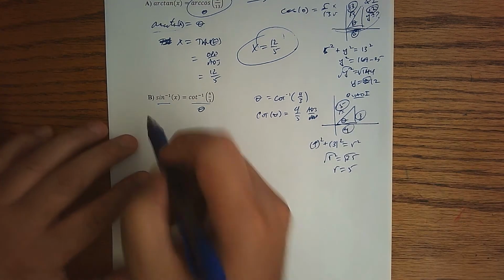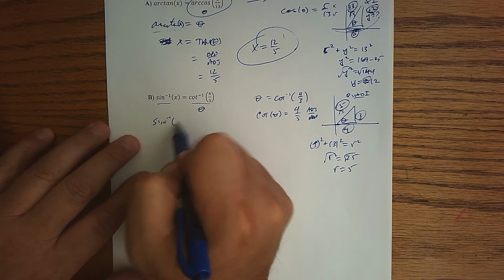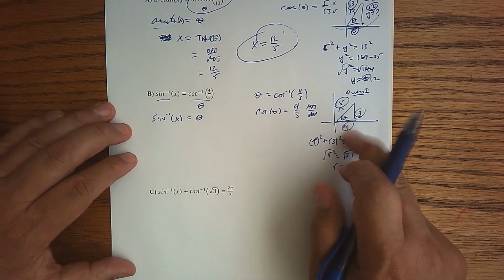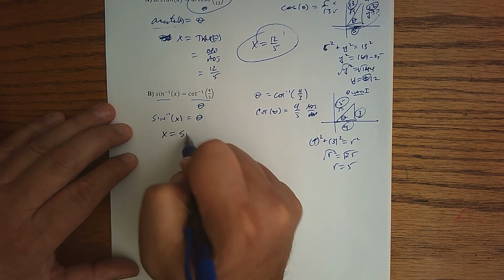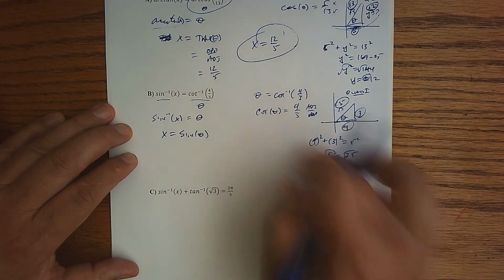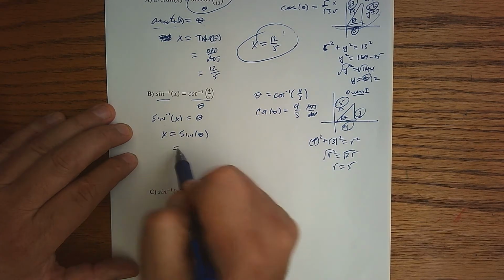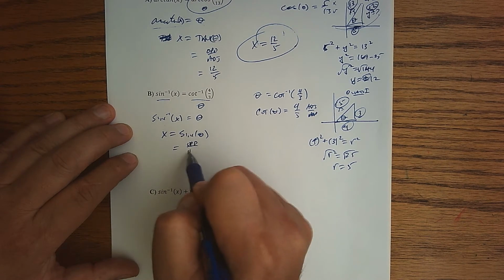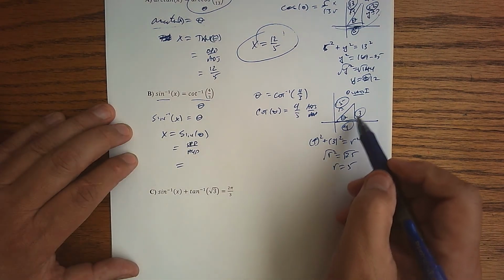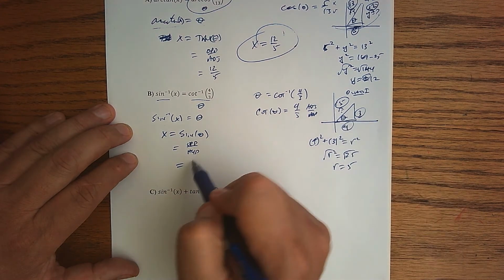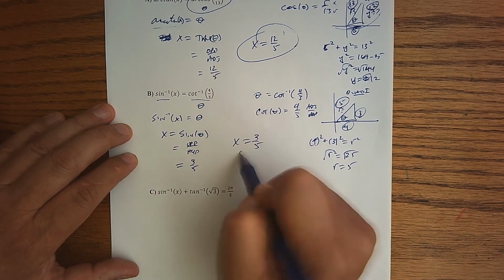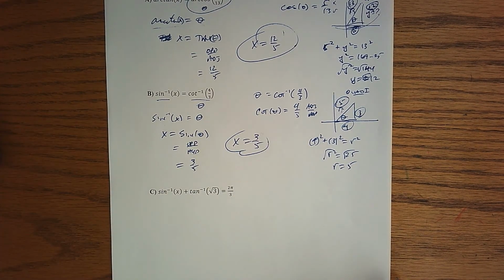So coming back over here, we have the sine inverse of x is equal to this theta that we have analyzed over here. So this means my x is the sine of theta for this situation. Sine of theta is always the opposite over the hypotenuse. In this case, my opposite is 3, my hypotenuse is 5, so we get 3/5. So x is equal to 3/5.